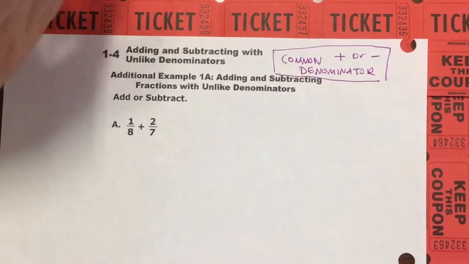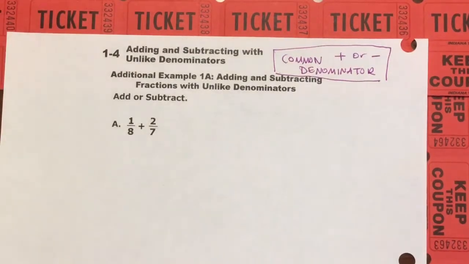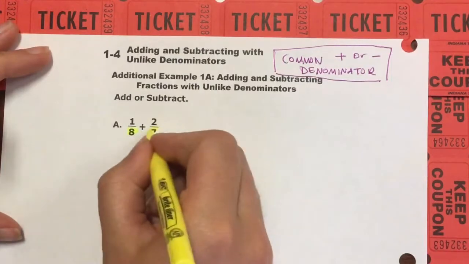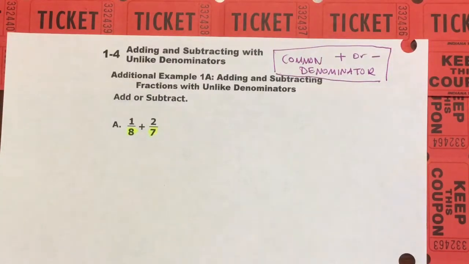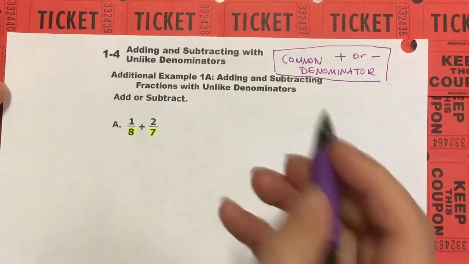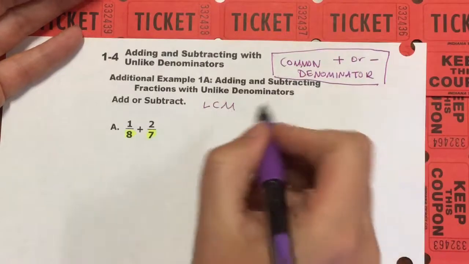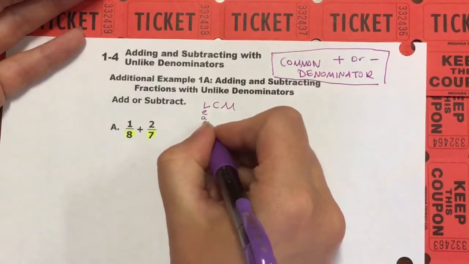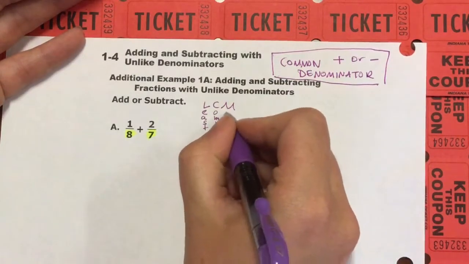Well, how do you get a common denominator? Well, here we got 1/8 plus 2/7. They don't have a common denominator. This is an 8 and this is a 7. They are not the same, and we need them to be the same. So how you get a common denominator, it's really like the least common multiple between the two, the LCM, the least common multiple.